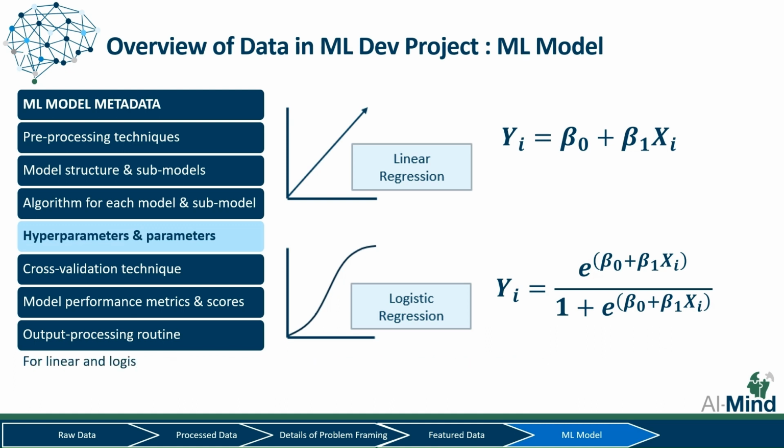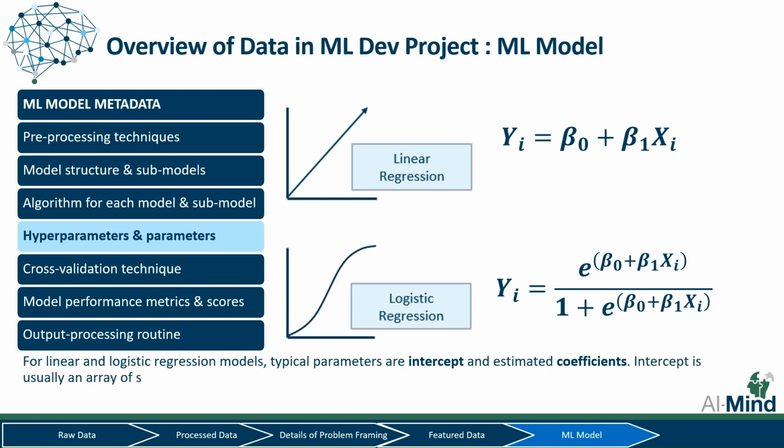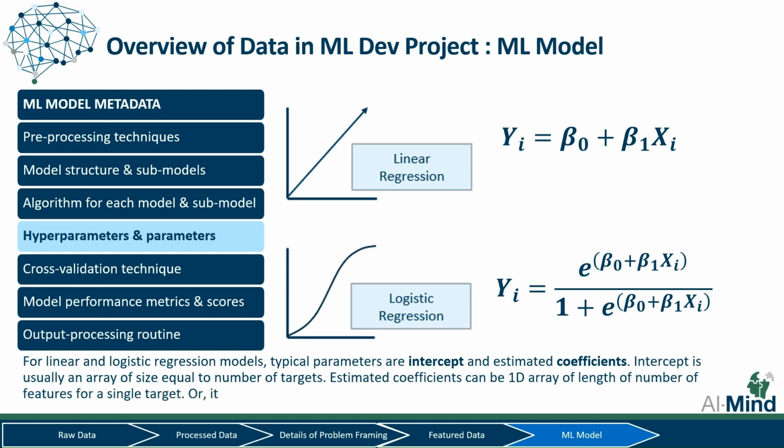For linear and logistic regression models, for example, typical parameters are intercept and estimated coefficients. Intercept is usually an array of size equal to the number of targets. Estimated coefficients can be a 1D array of length equal to the number of features for a single target, or it can be a 2D array for more than one target.